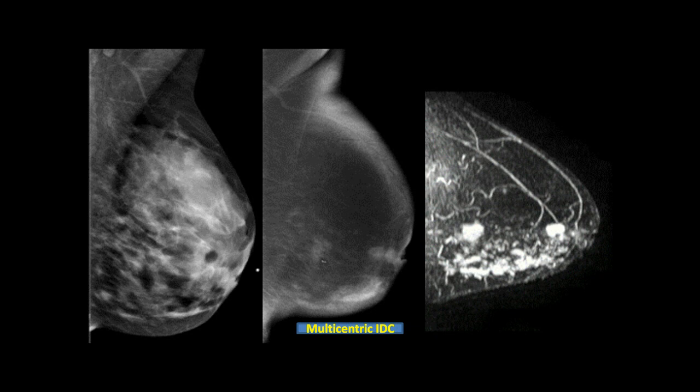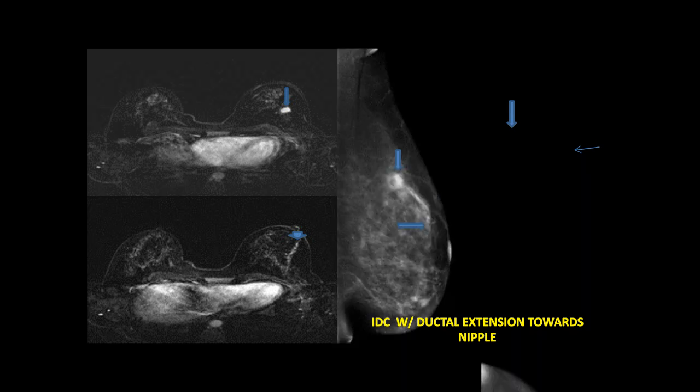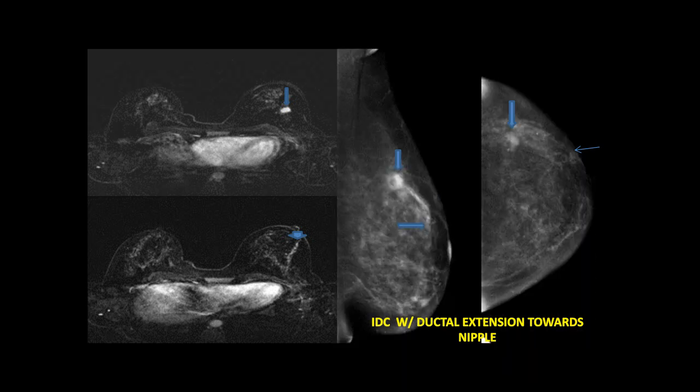Here is another patient from our original series, a woman who presented with a palpable mass. You can see on her MRI a solid mass, which was invasive cancer, and non-mass enhancement extending to the nipple, which was ductal carcinoma in situ. And as you can see, the contrast mammogram shows the exact same distribution.